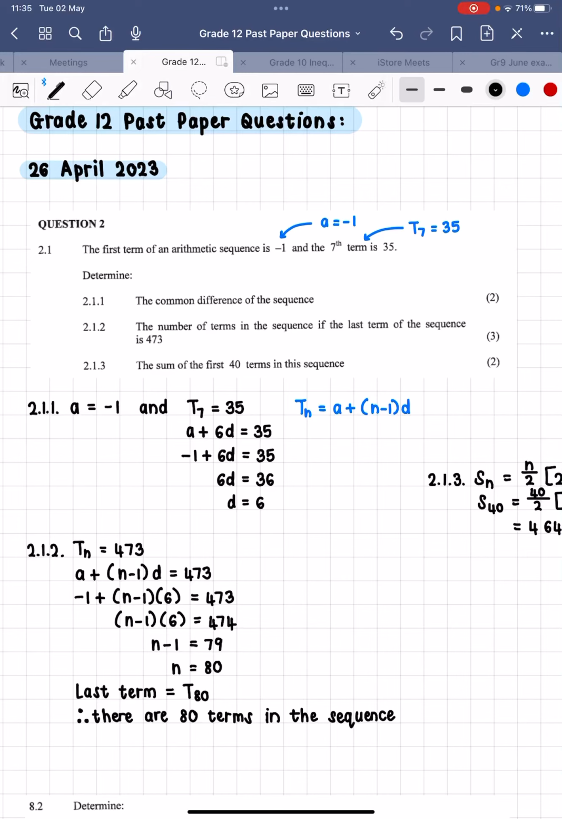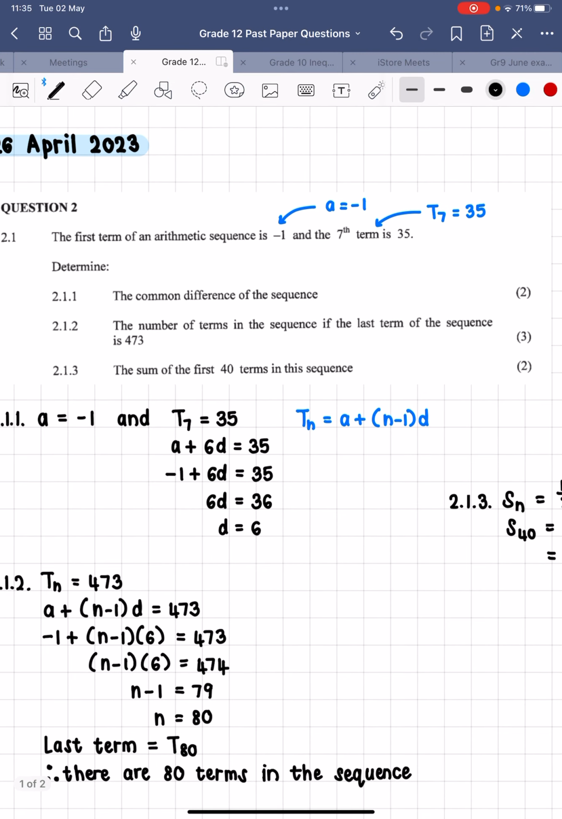So for the first question, this was a sequences and series question. I'm just going to zoom in a bit so we can read it properly. So they were saying the first term of an arithmetic sequence is -1. Now guys, we need to recognize arithmetic sequence. That means that we're going to have a constant first difference. Okay, we need to know that.